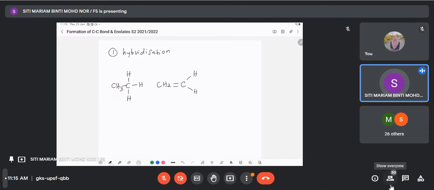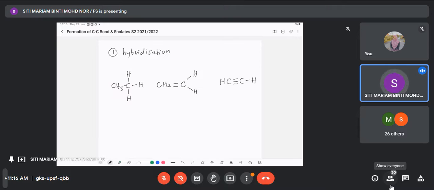The left one has all carbon-carbon single bonds. In the second structure you can see a carbon-carbon double bond. And the last structure I want to draw here has a carbon-carbon triple bond. Now we want to talk about the carbanion stability based on the hybridization.